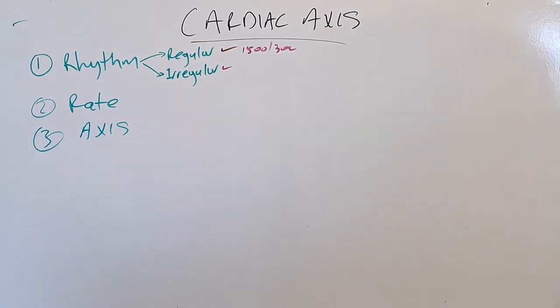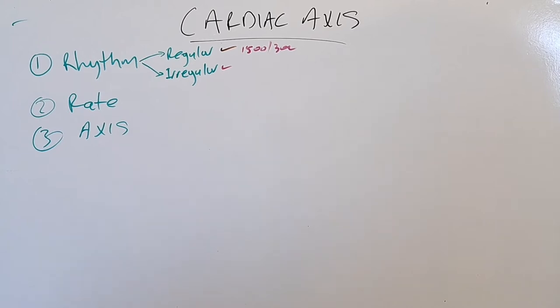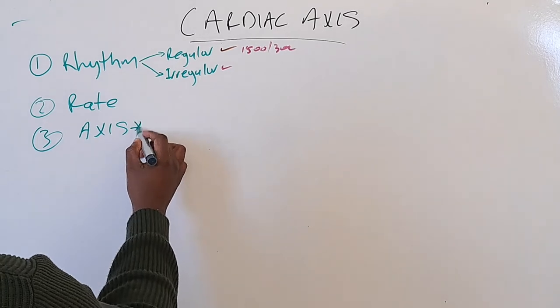Figure out the axis. So these are the three things that you must start with before you can worry about the P waves, morphology, how tall they are, how wide they are, the PR, QRS, ST, depressed, elevated, and so on. These are the things that you must figure out first. So the topic we're going to be focusing on in this video is the axis.